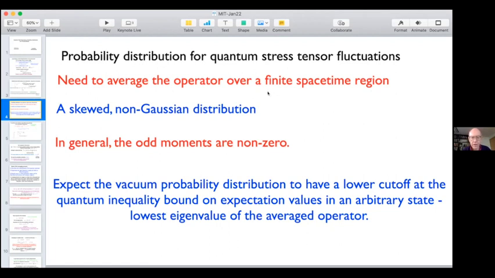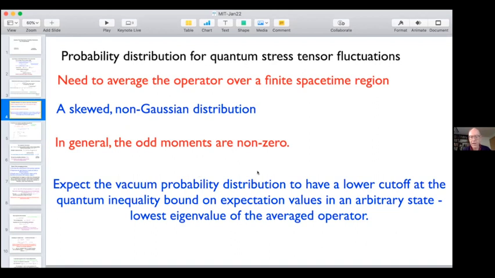And one of the first things you can notice about the probability distribution is that it cannot be a Gaussian, because in general, the odd moments are non-zero. So in general it will be a skewed non-Gaussian distribution. I'll give an illustration of a simple case in just a moment. But typically, the probability distribution will have a lower cutoff at some negative value, but it will not.